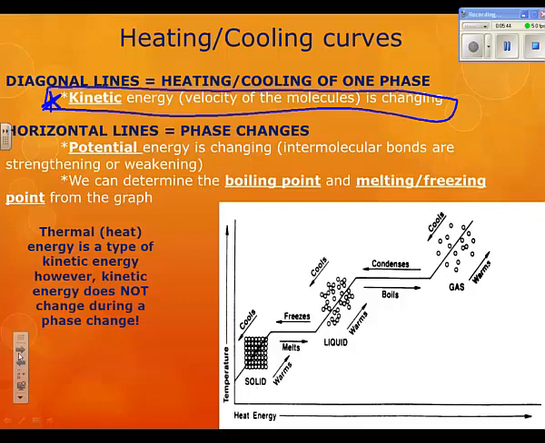During the diagonal lines, kinetic energy is changing. So you see how this diagonal line goes on the solid part right here. Those are intermolecular forces being broken and formed. So those molecules are starting to move faster and faster. Eventually they will break into a liquid. That's why we say kinetic energy is only changing.